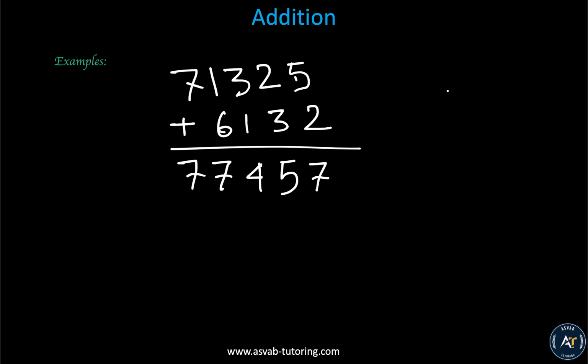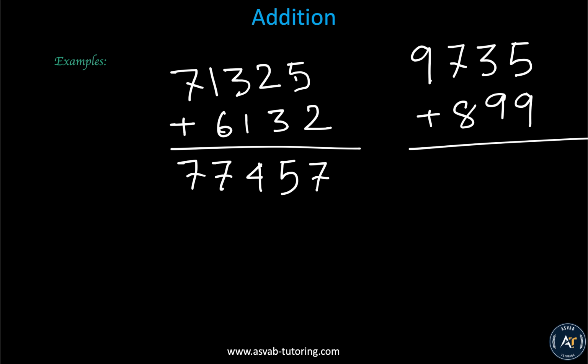So let's do another problem here. 9,735. Add with 899. So this time you have to carry over. So 9 plus 5 is 14, 4, carry 1, 3 plus 1 is 4, 4 plus 9 is 13, 3, carry 1, 7 plus 1 is 8, 8 plus 8 is 16, 6, carry 1, 9 plus 1 is 10.